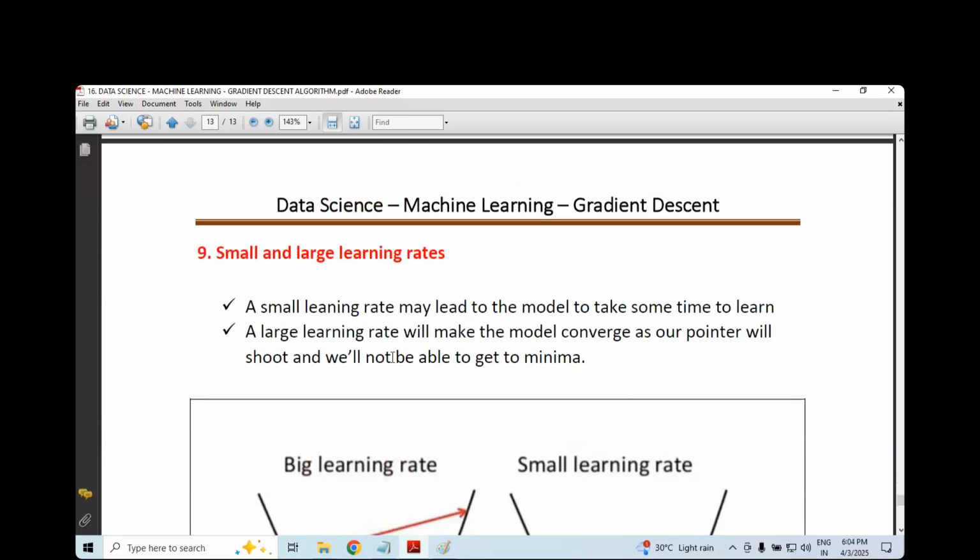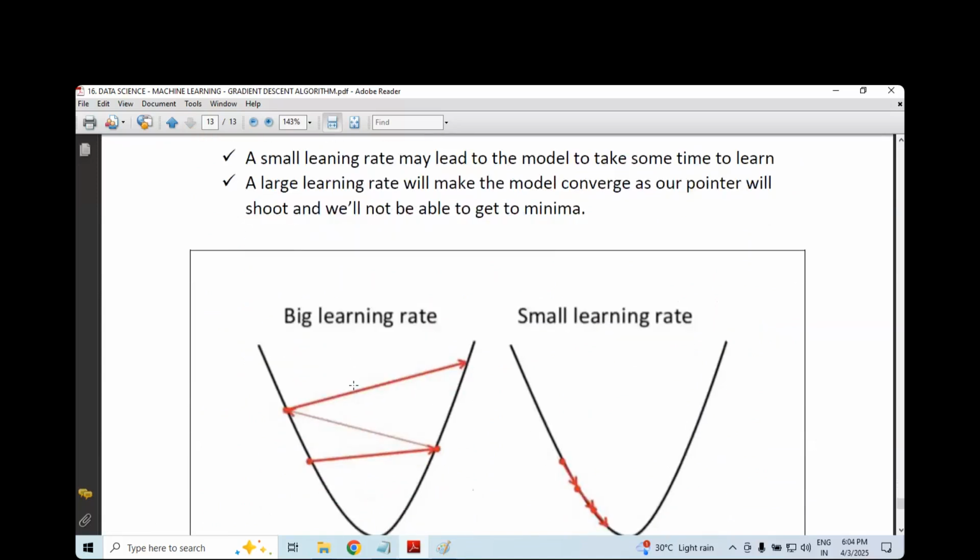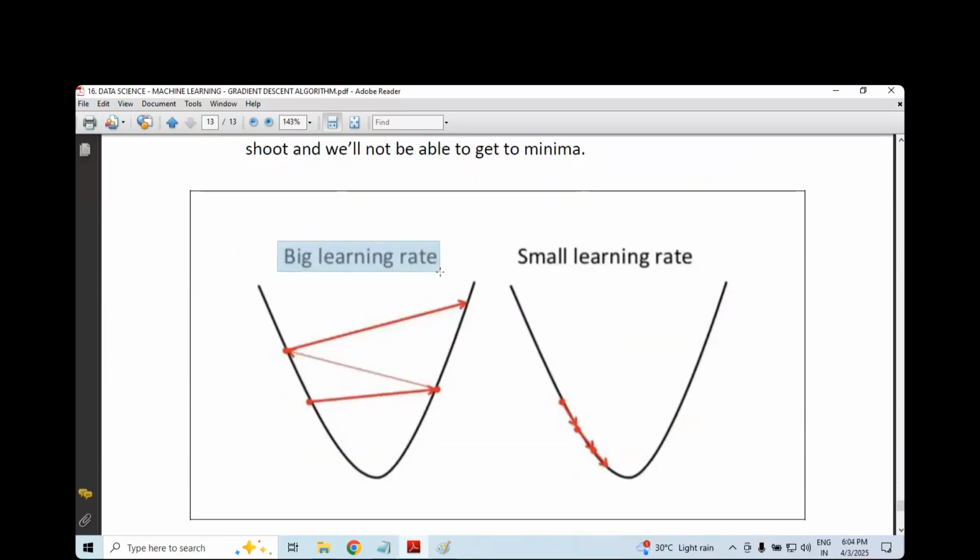Sir, whenever you're talking about the learning rate, it should not be a big learning rate, and it should not be a small learning rate. If it is a big learning rate, what happens, sir? We are missing the point, missing the minimum value. If it is a very small learning rate, imagine from here to here, here to here, it takes years of time. It takes a lot of time actually.